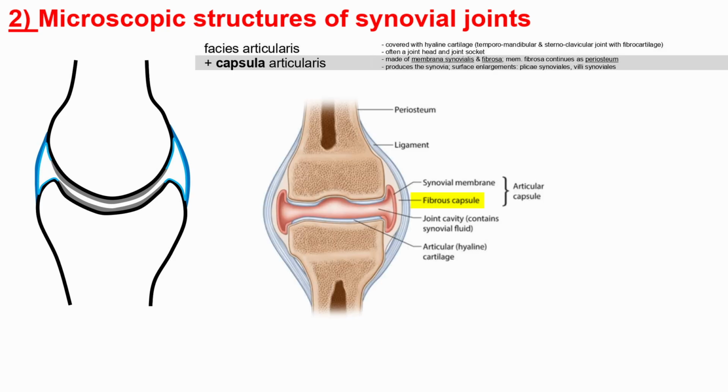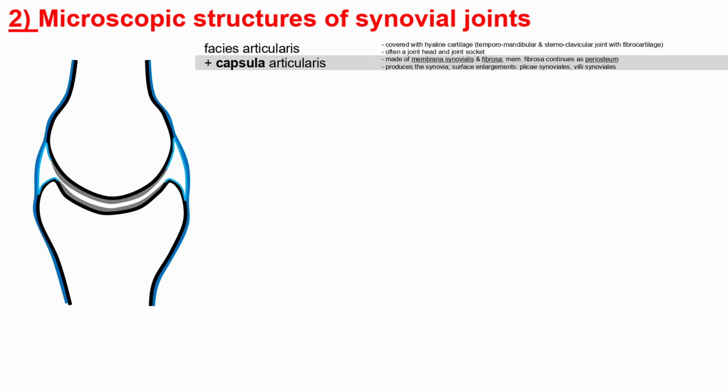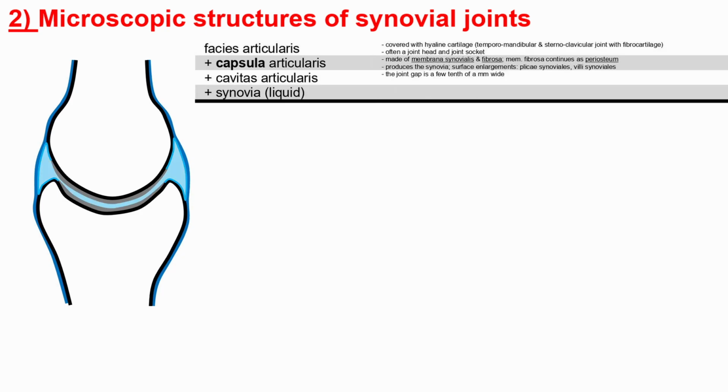The fibrous membrane doesn't just simply insert into the bone, it continues as the periosteum, a thin layer of connective tissue that surrounds the entire bone. The joint capsule limits the joint cavity and also produces the synovial fluid.